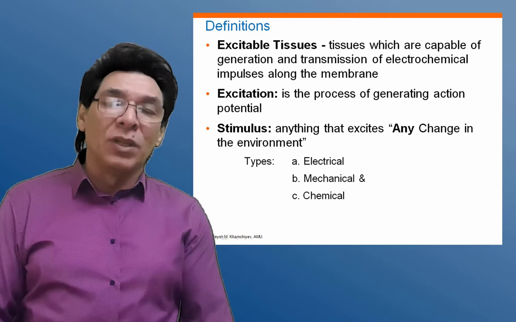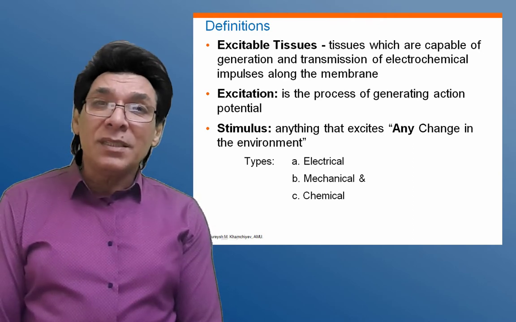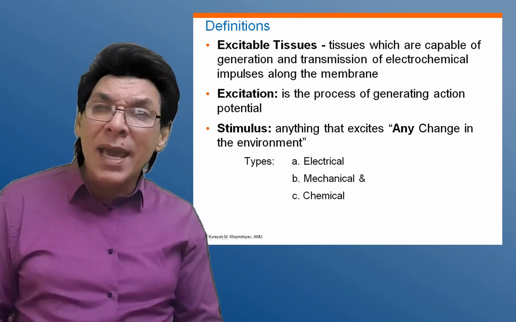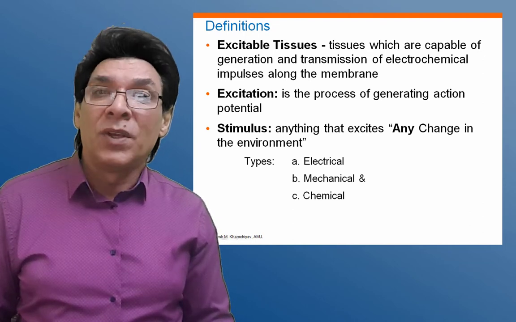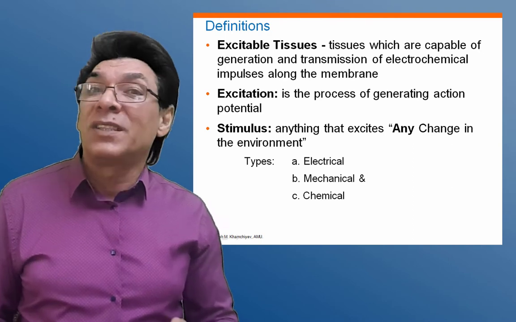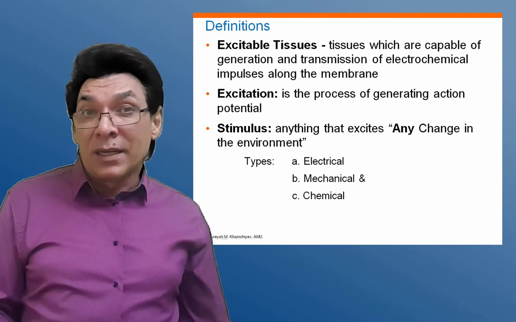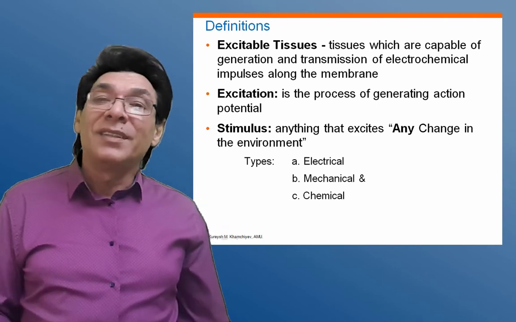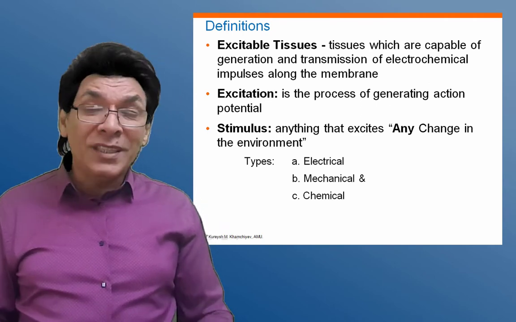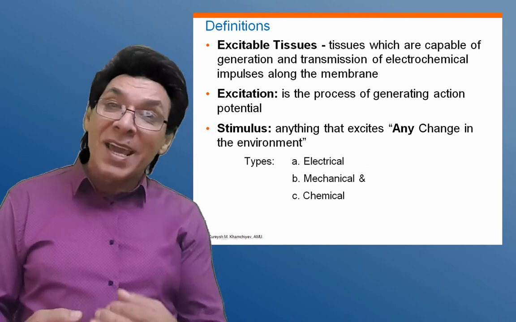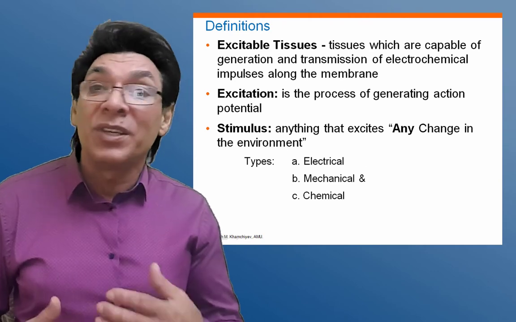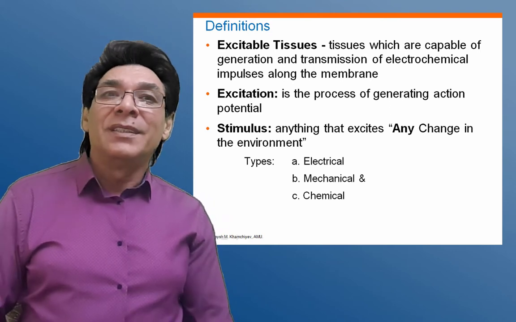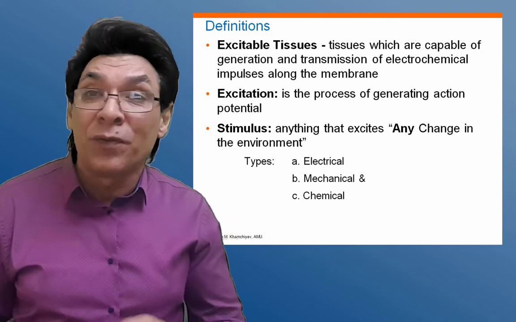What is a stimulus? A stimulus is anything that excites, any change in the environment. There are several types of stimulus. First, electrical. Second, mechanical. And third, chemical. Not any stimulus is able to produce a reaction. This stimulus should be strong enough and last for some period of time.